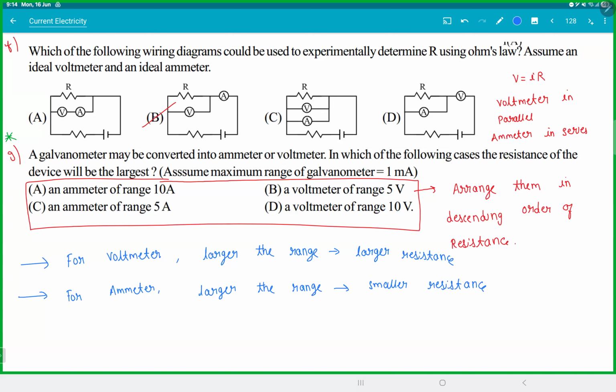So voltmeters are the biggest and D has more range, so D is greater than B. Between the two ammeters, 10 has more range, so that should be the smallest, so DBCA. Sure with that? So the largest range voltmeter will be the biggest and the largest range ammeter will be the smallest. Clear enough? Clear with this? That's a good theoretical one. Clear with that?